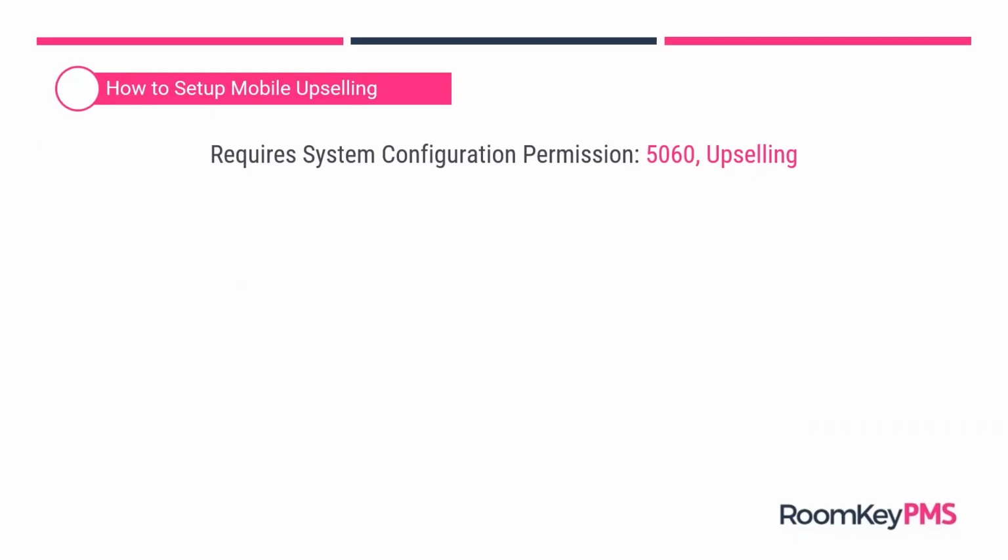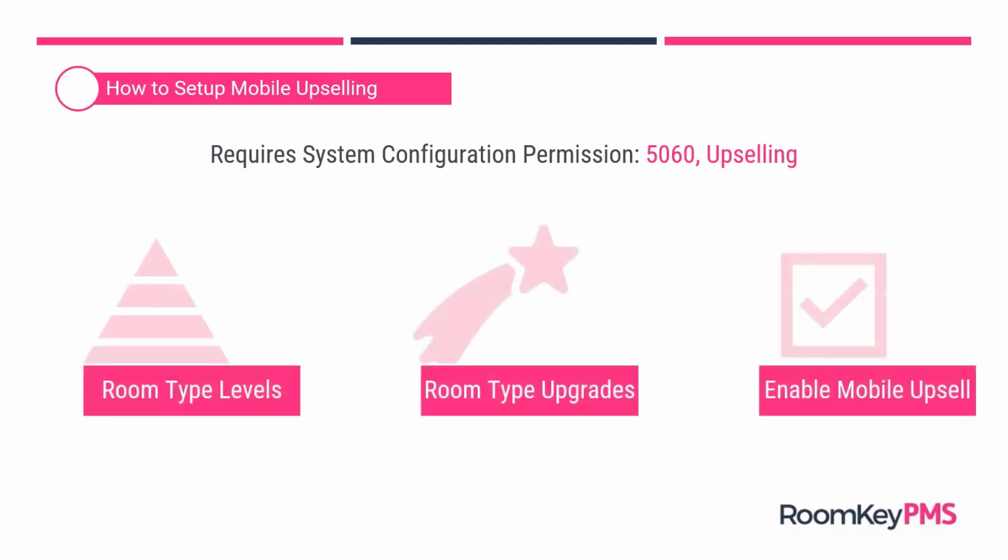And the process to set up the upselling module in RoomKey is 3 steps. So we'll go through 3 steps in order to set this tool up. First, we will assign room type levels. You'll be able to assign different levels to your room types. That allows us to create a hierarchy with lower level or least expensive rooms assigned a lower level, and more expensive rooms would be assigned a higher level.